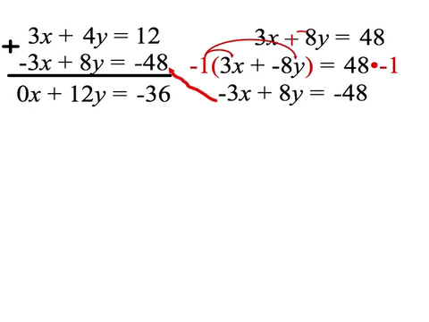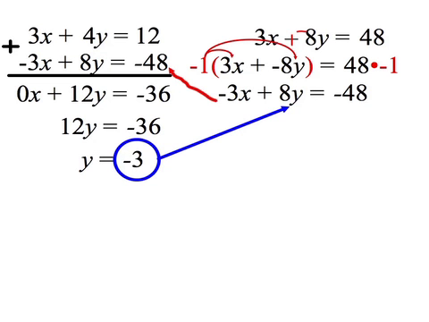The opposites, the 3x and the negative 3x, make 0x. 4y and 8y is 12y, and 12 plus negative 48 is negative 36. So because of the identity property, I now have 12y equals negative 36. I divide both sides by 12, and y is negative 3. Now the second part of this method is the same as the second part of the substitution method.